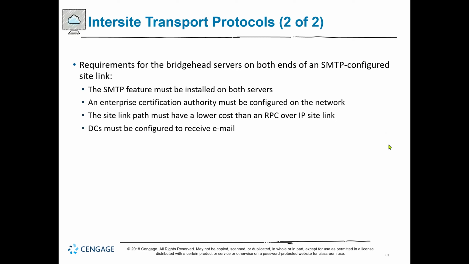Requirements for the bridgehead servers on both ends of an SMTP-configured site link. The SMTP feature must be installed on both servers. An enterprise certification authority must be configured on the network. The site link path must have a lower cost than the RPC over IP site link. DCs must be configured to receive email. You would think that would be a given since you're using SMTP, but sometimes that's easy to forget because if you're trying to do something that isn't technically email related, but you're still using SMTP, sometimes it slips people's minds. So remember that.